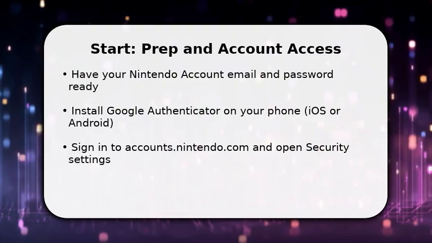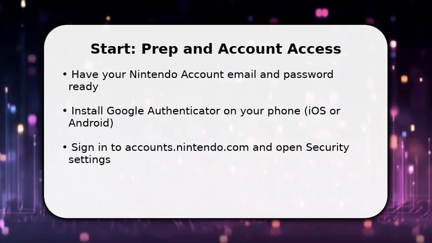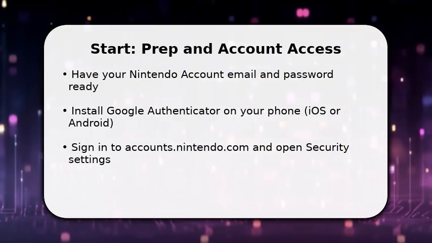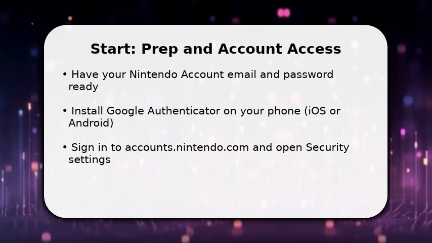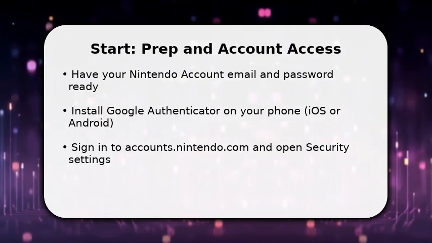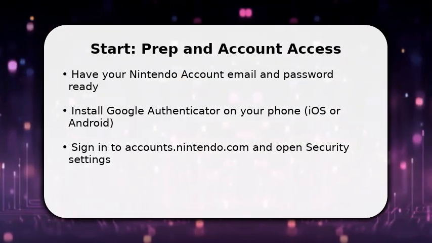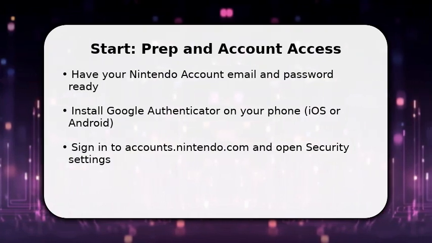Tap two-step verification to start setup, then choose to use an Authenticator app. Make sure your phone camera and time settings are accurate. Incorrect time will break codes. This first move links your account to the app, so you can generate one-time codes.